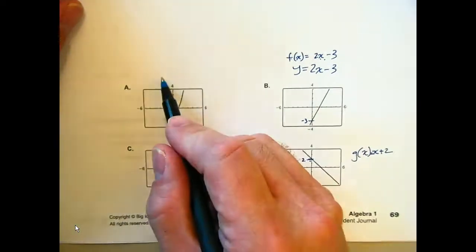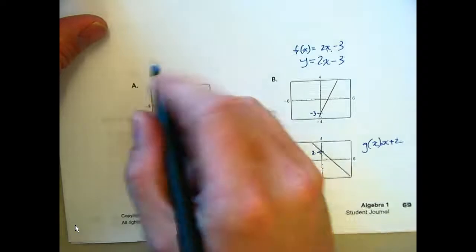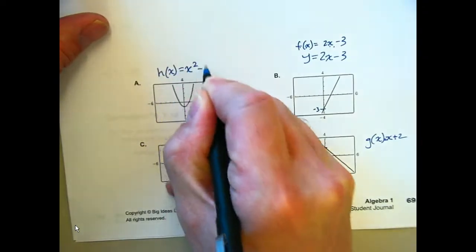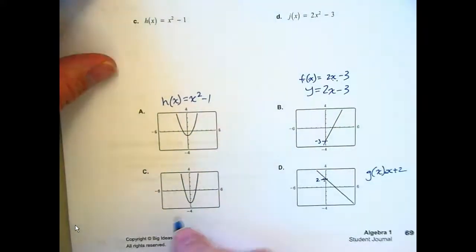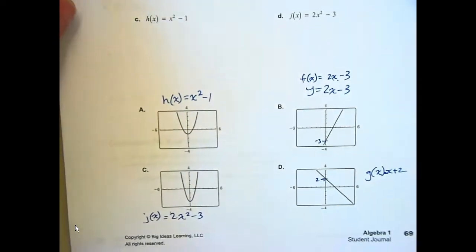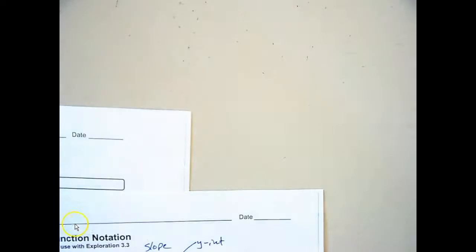Which one went with this one? What equation? Or what function, excuse me? C, which is h of x equals x squared minus 1. Okay, so letter C went with it. And this one then was letter D, 2x squared minus 3, and that's equal to j of x. All right. How many got it? Okay. Let me pause there for a minute.